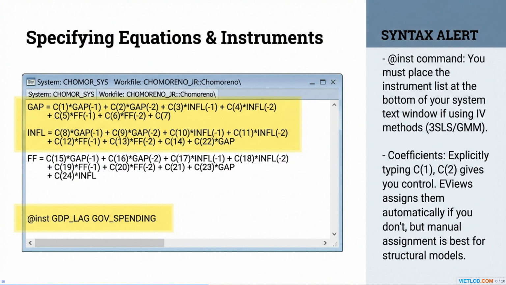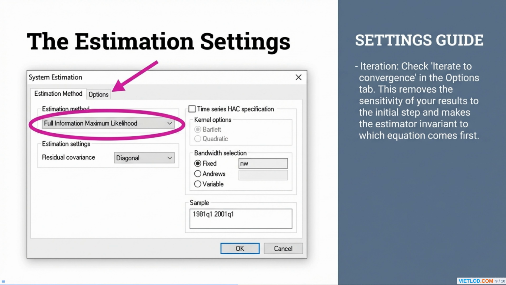It's best practice to manually assign coefficient names, like C1, C2, and so on. While EViews can assign them automatically, manual assignment gives you full control, which is essential for imposing restrictions and interpreting structural models later on. In the example shown, GDP_lag and gov spending are used as instruments for the endogenous variables gap and inflow that appear as regressors in the system. The @inst command tells EViews to use these external variables in the first stage of the estimation.